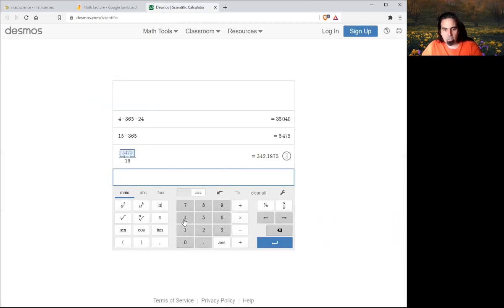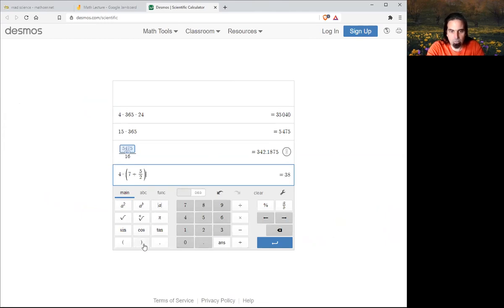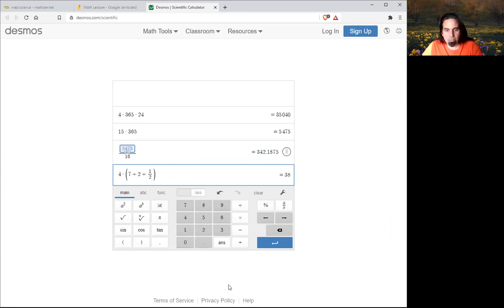4 times parentheses 7 plus 2.5, 7 plus, can it do 2.5? No, it's not going to know that. So you have to know how to get from the 2.5 to 5 halves. And get 38 right there. Right? So it can do these almost all the way. I guess you could make this 2 plus 1/2. That's the best it can do.